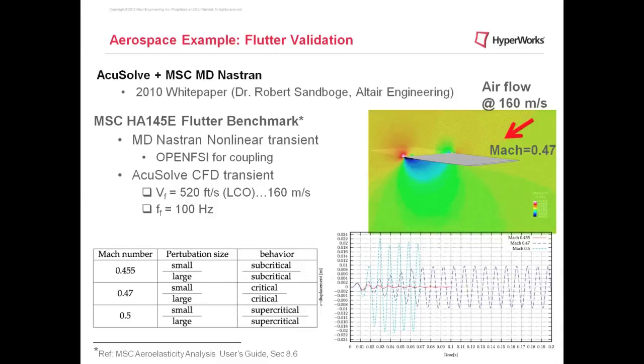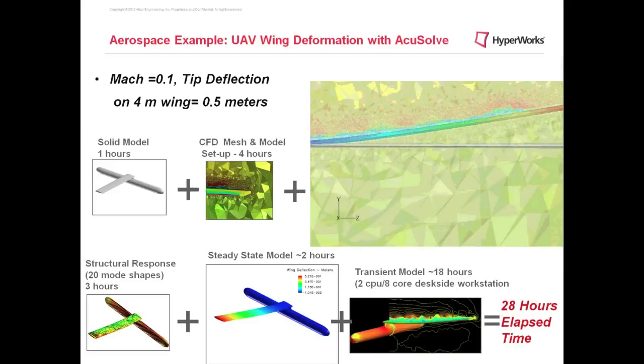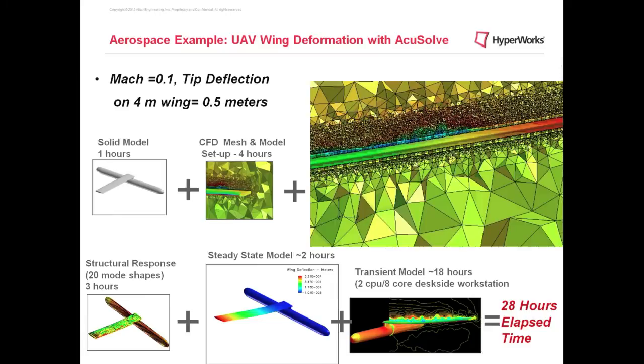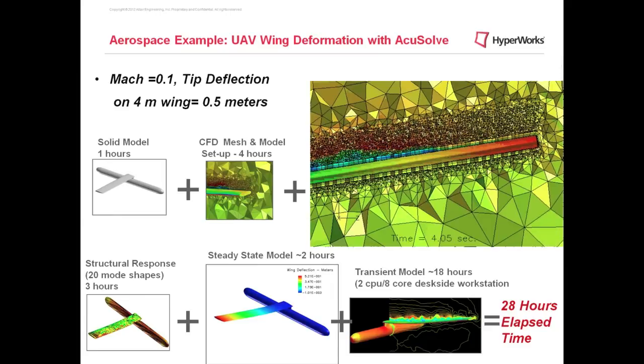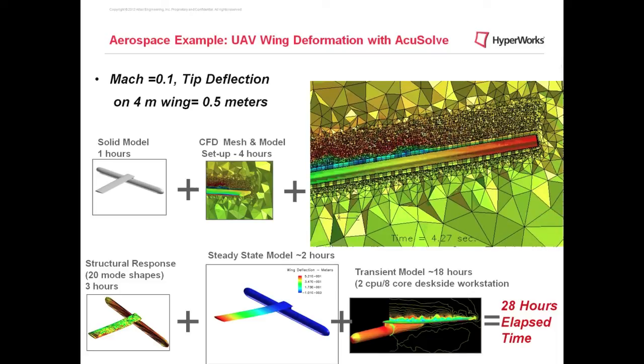Robert Sambogue of Altair Engineering, and we can provide this to our customers if you'd like to study this case more. Another application done with AcuSolve and Abaqus is an unmanned vehicle wing deformation, and this was meant as a quick demonstration and almost a tutorial case.